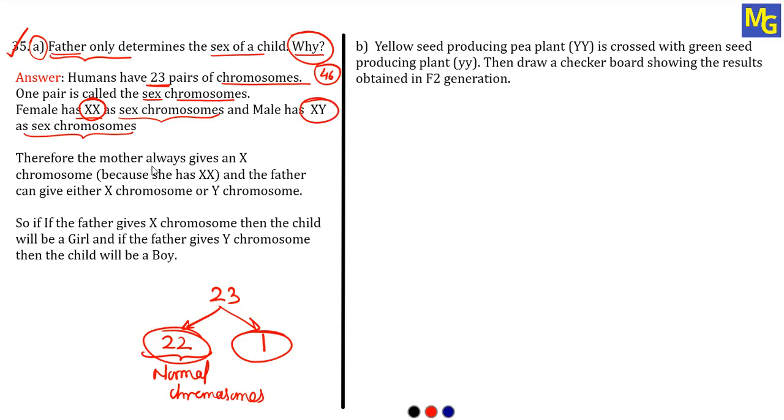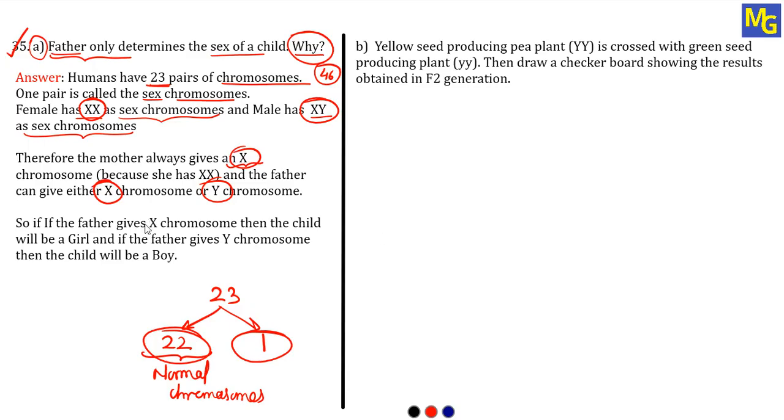Therefore, the mother always gives an X chromosome because the mother has both XX. Whenever there is fertilization, any one X comes, so the mother will always give an X chromosome for fertilization. But if you see, the father has XY as the sex chromosome, so there are chances to give either an X or a Y chromosome during fertilization.